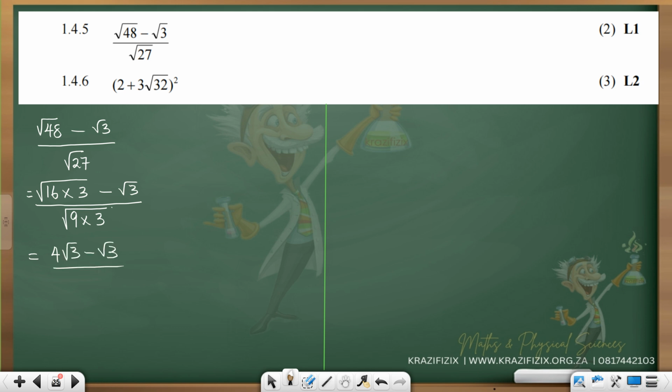Oh, do you notice these are like terms? Square root of 9? What is 4 root 3 minus root 3? It is 3 root 3. And this is 1. Is this the only way of doing it? Nope.